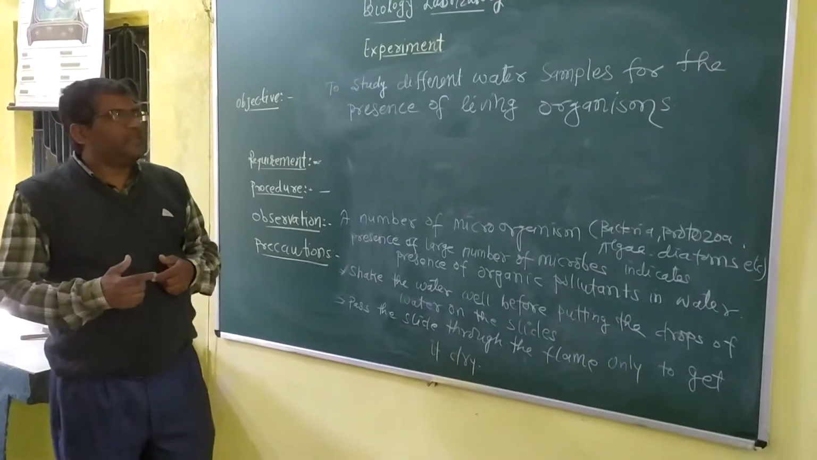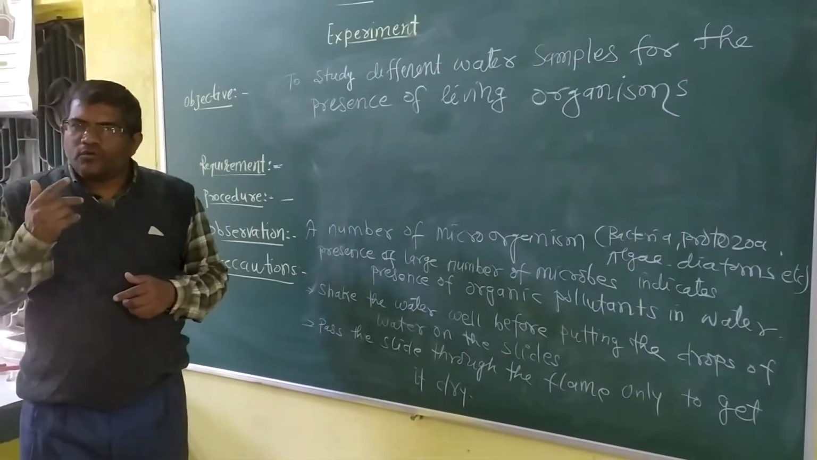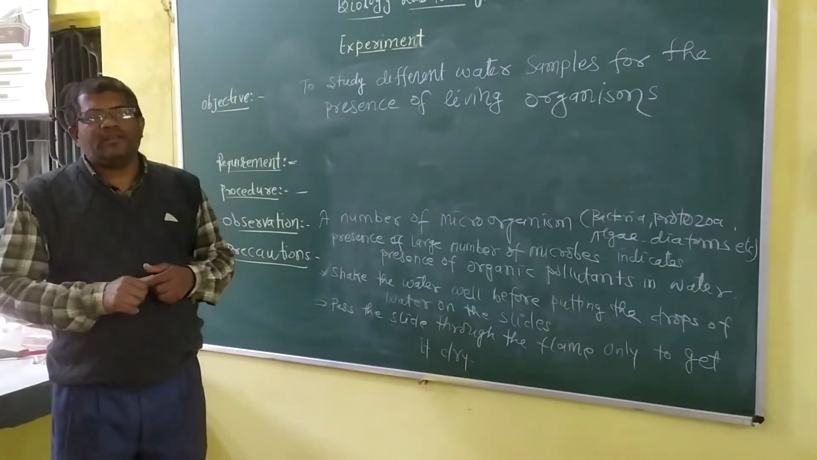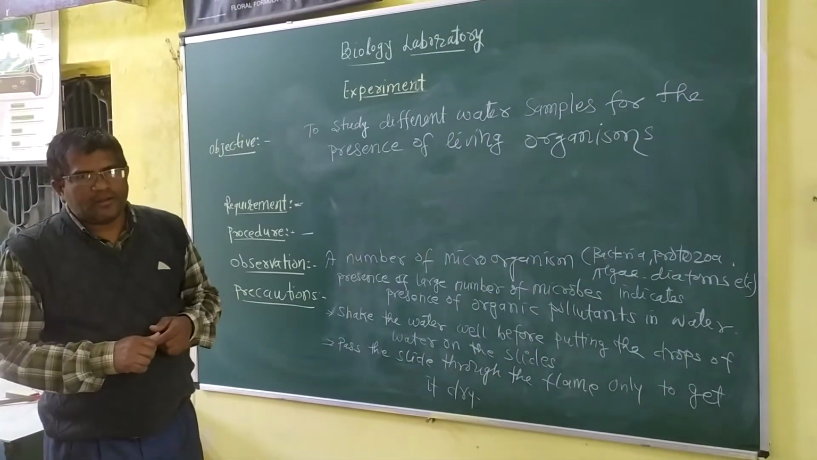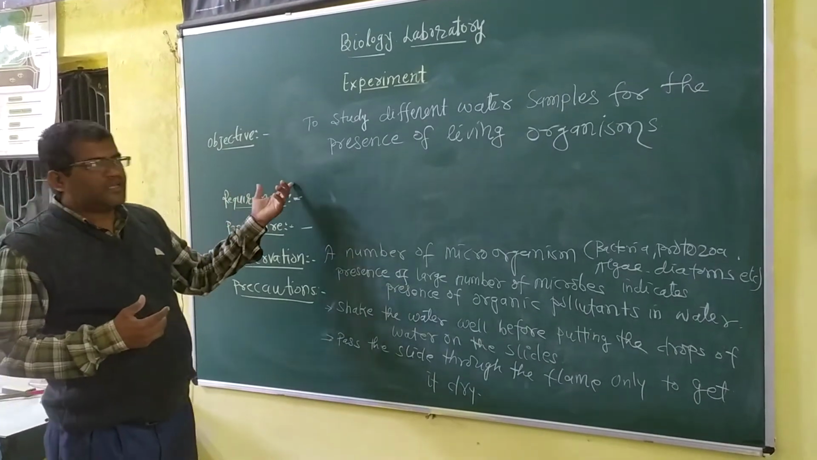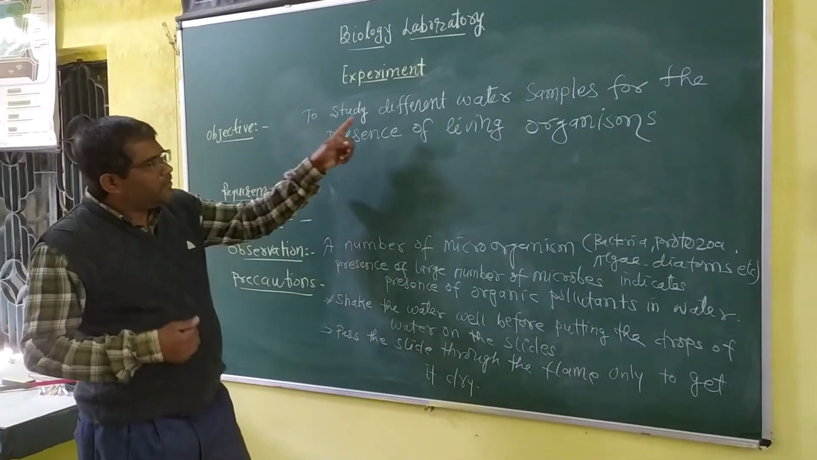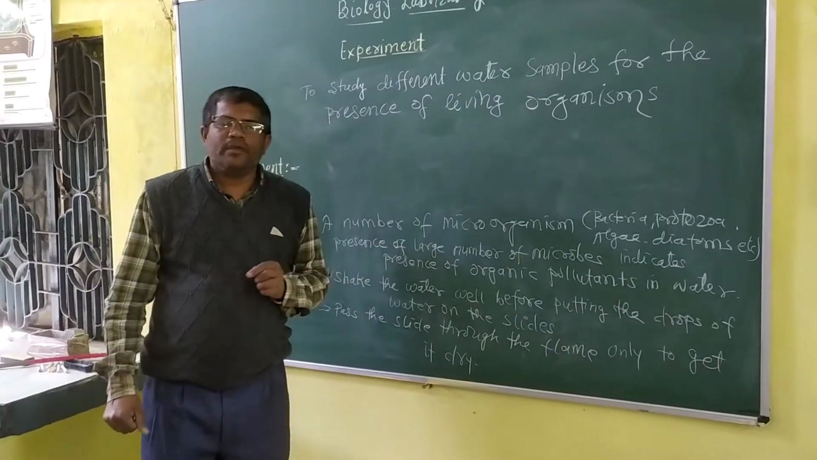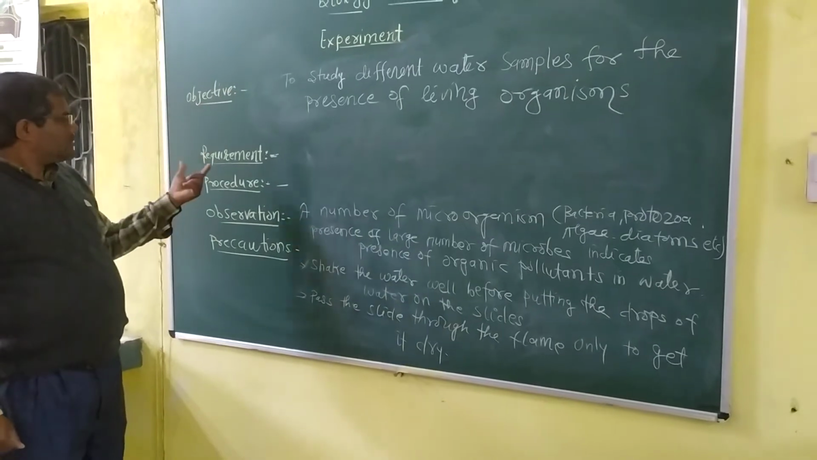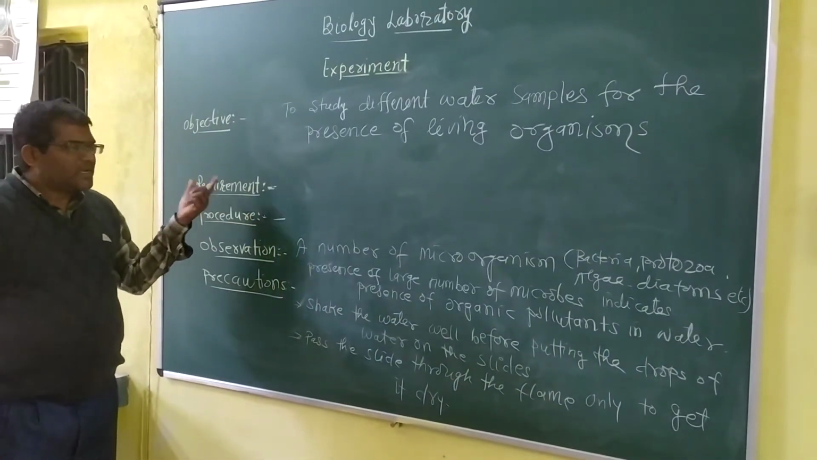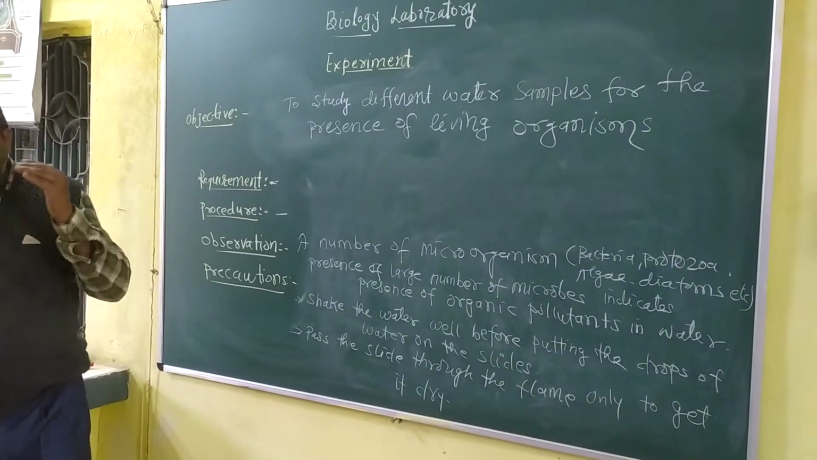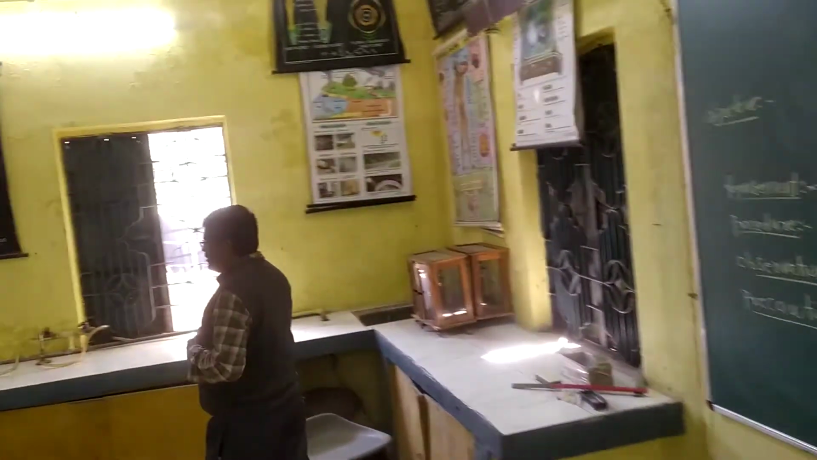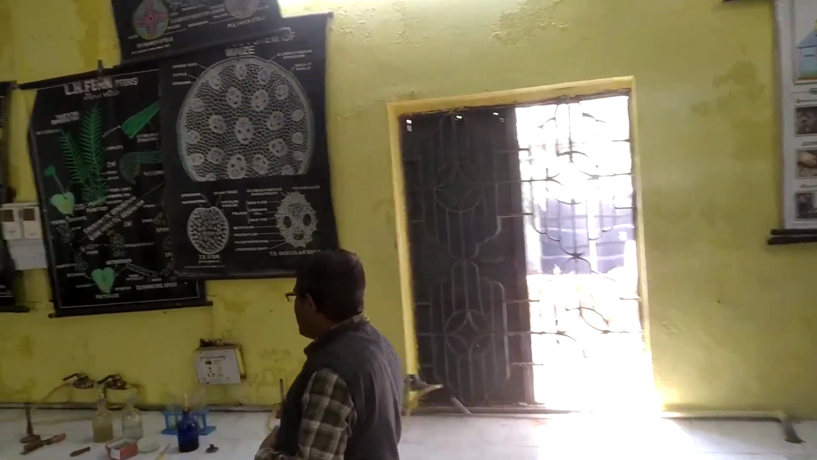We have collected the water samples from 2 places. One is from the pond water and the other is from the drain water. So we have to perform this experiment to study different water samples for the presence of living organisms. And for this experiment, we have to discuss the requirements. So, we have to see the basic requirements for this experiment.